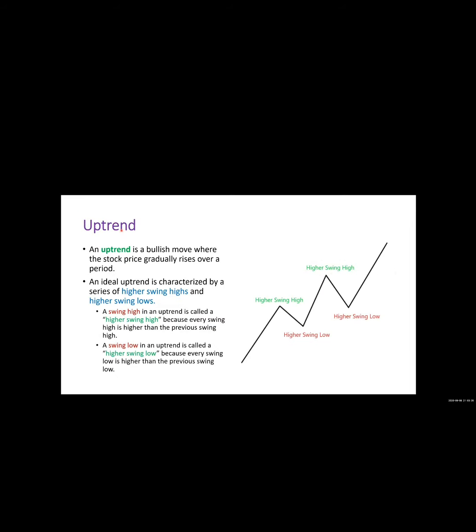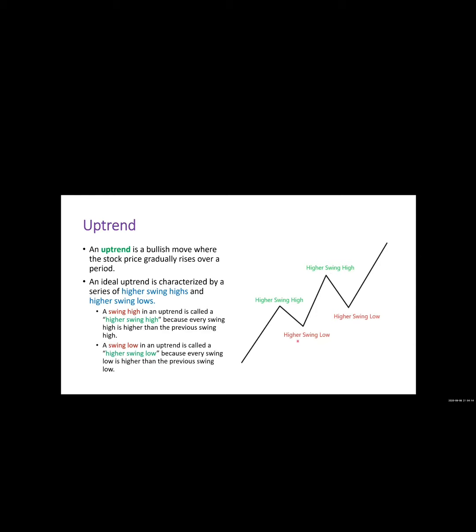So what is an uptrend? An uptrend is a bullish move where the stock price gradually rises over a period. An ideal uptrend is characterized by a series of higher swing highs and higher swing lows. This is a line chart of an uptrend. You can clearly see that the general direction of movement of the stock is up. That's why we call it an uptrend. Previously, I told you that all trends consist of swing highs and swing lows. In an uptrend, swing highs are known as higher swing highs, and swing lows are known as higher swing lows.